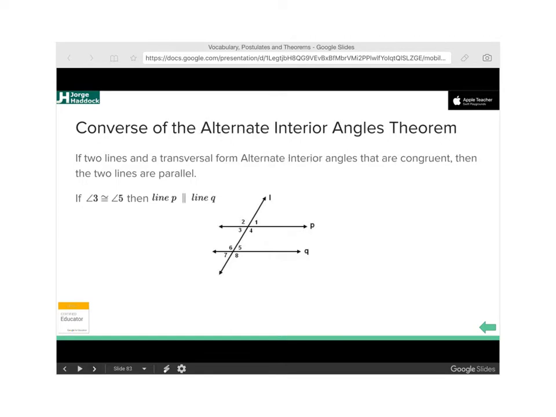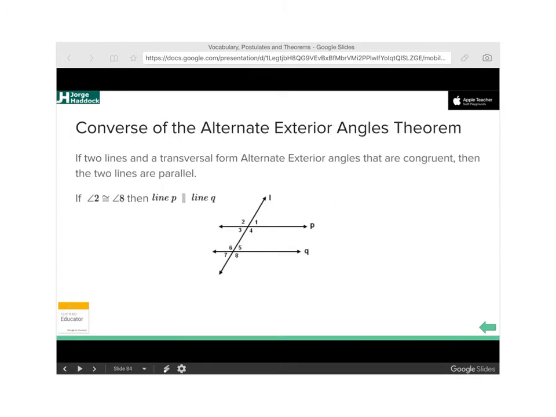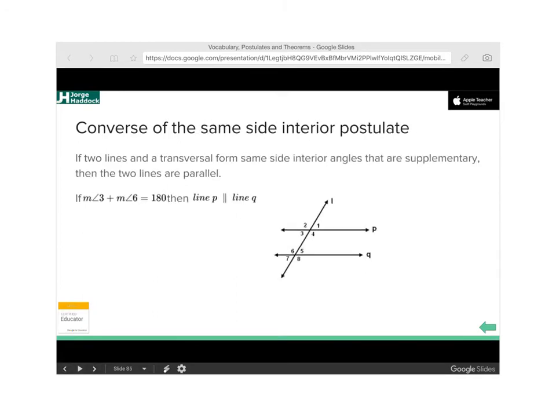This one tells you that if two lines and a transversal form alternate interior angles that are congruent, then the two lines are parallel. The alternate exterior is the same, and the same side interior. Again, alternate exterior and same side interior.